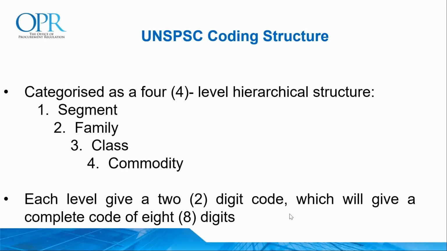So let's take a look at the UNSPSC coding structure. Two things to remember. It's a hierarchical structure, and there are 4 levels within this hierarchy. As you can see here, the 4 levels are: the topmost level is the segment, the second level is the family, the third level is the class, and the 4th and lowest level is the actual commodity code. Each of these levels will provide a 2-digit code, which altogether will give a complete code of 8 digits.